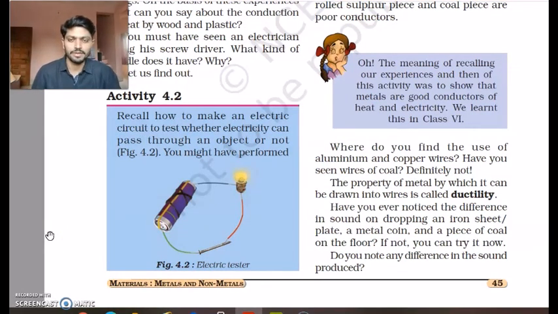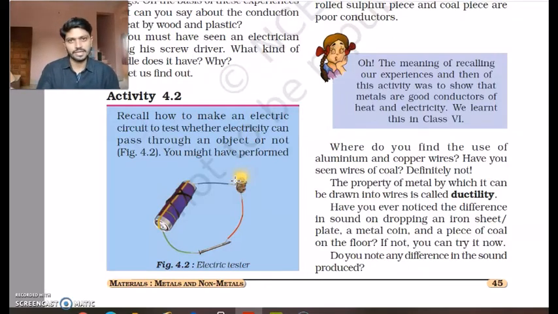So what do you think will happen? Will the bulb glow? Yes, it will glow. Why? Because electricity is able to pass from one end of the nail to the other end easily. So we can say that a nail is a good conductor of electricity. Now what will happen if, instead of the nail, you place a piece of wood? Shall the bulb glow? No, the bulb will not glow. Why? Because electricity cannot pass through wood. What happens if you place a piece of coal there? No, electricity won't pass because even coal is not a good conductor of electricity.